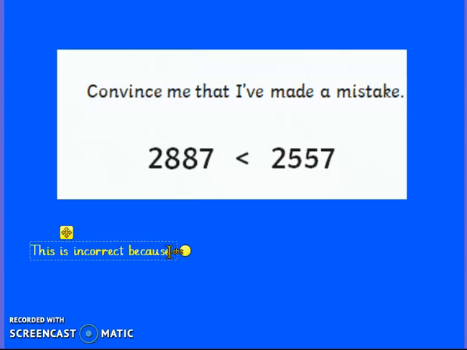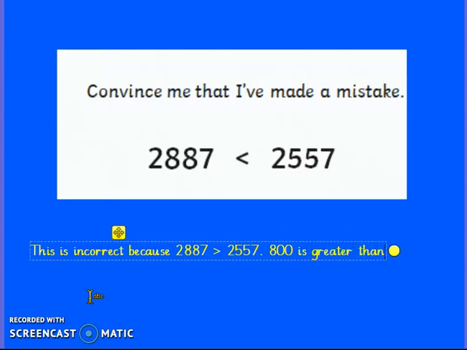So let's put it into a sentence. This is incorrect because 2,887 is actually greater than 2,557. 800 is greater than 500. Fantastic. Let's move on.